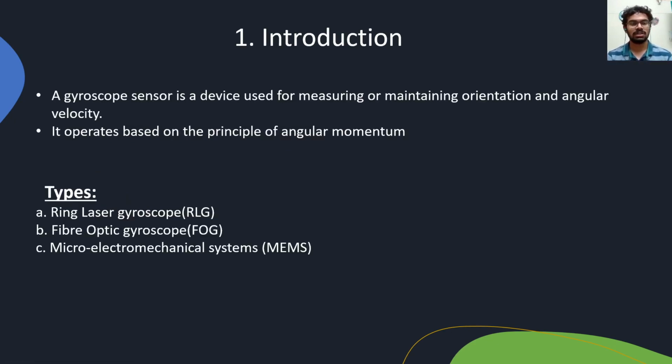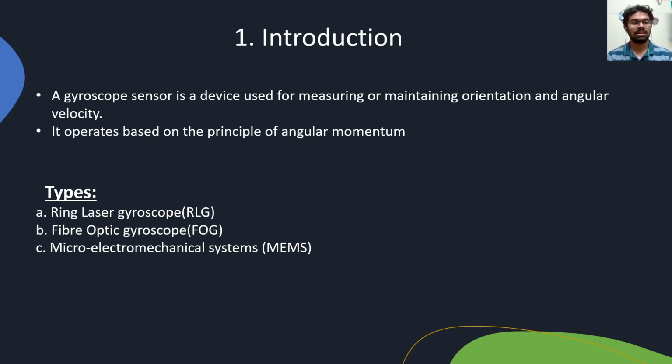So a gyroscope is a device used for measuring or maintaining the orientation and angular velocity of a particular device or an object. Generally, these sensors are based on the principle of conservation of angular momentum, but the working principle may vary depending on the type of sensor that we're using.